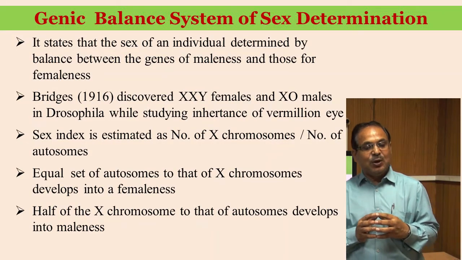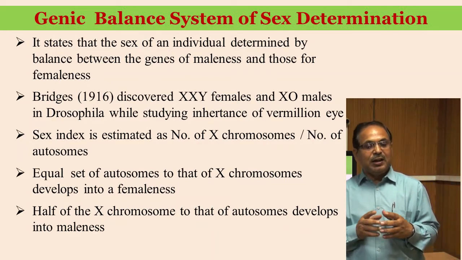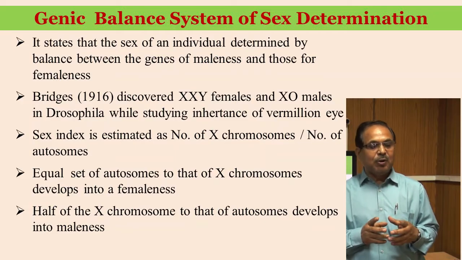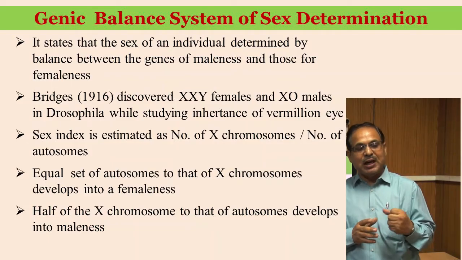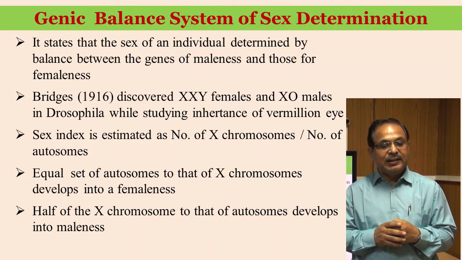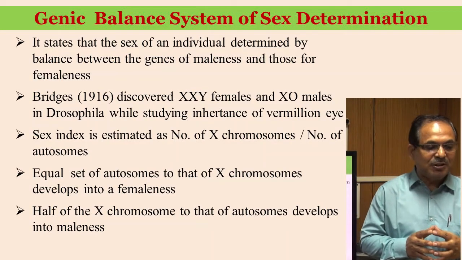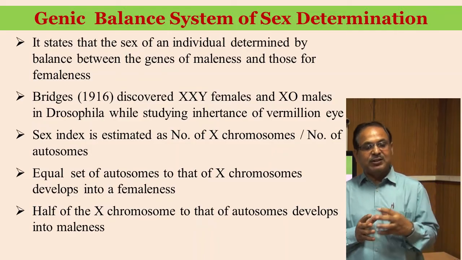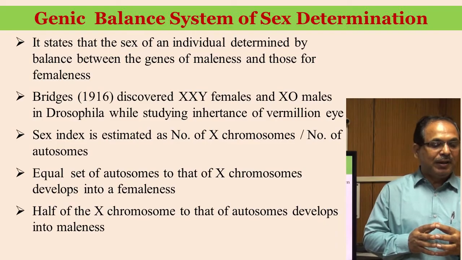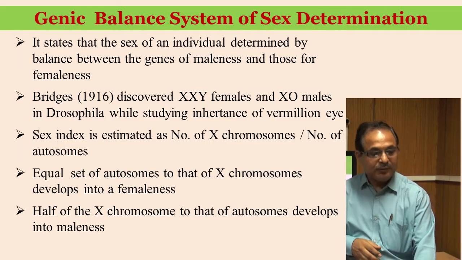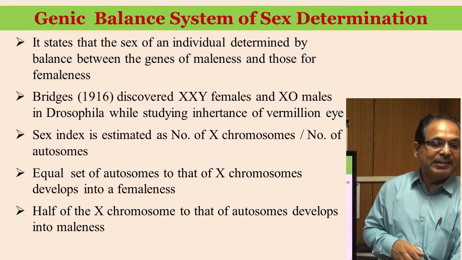In this genic balance system of sex determination, we have to estimate the sex index, which is the number of X chromosomes divided by the number of autosomes. If there is an equal set of autosomes to the X chromosomes, it is assumed to develop into a female individual, whereas if the X chromosomes are half that of the autosomes, it is assumed to develop into a male individual. So this is the genic balance system, where the balance matters.